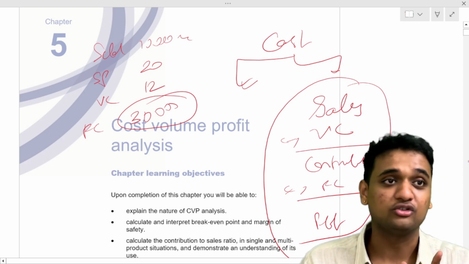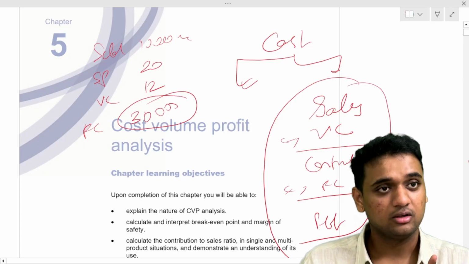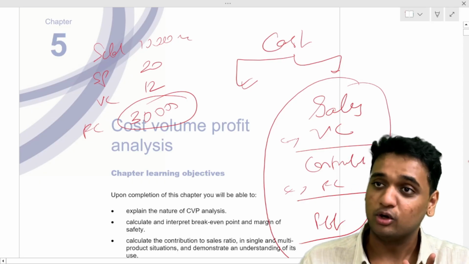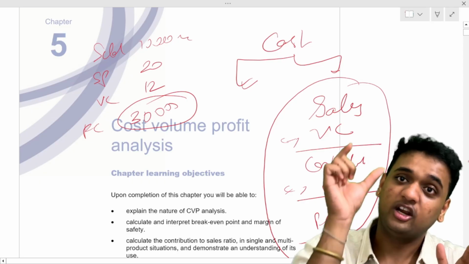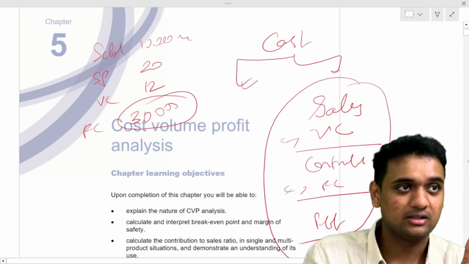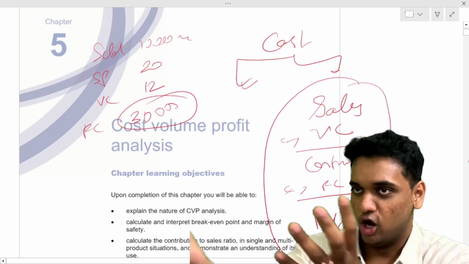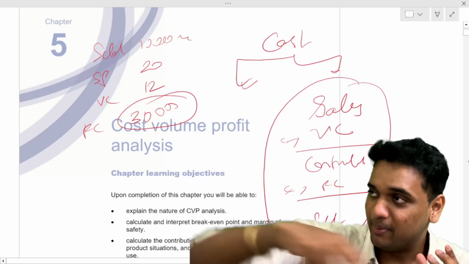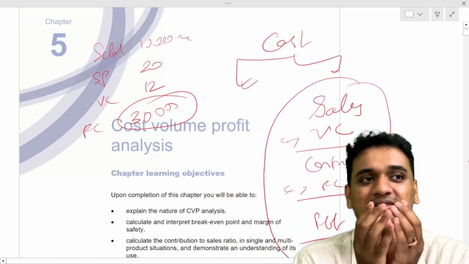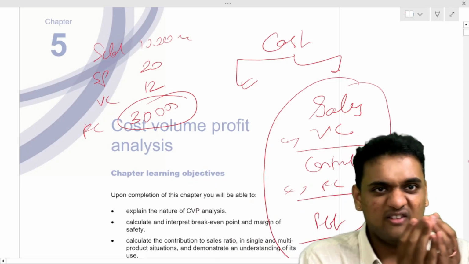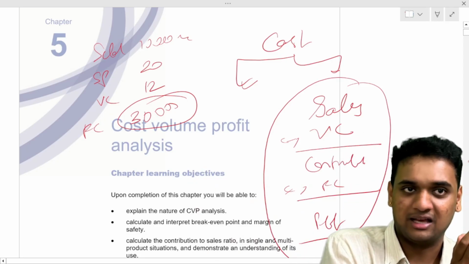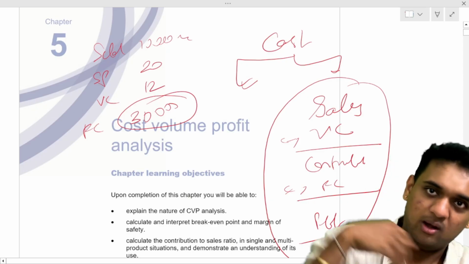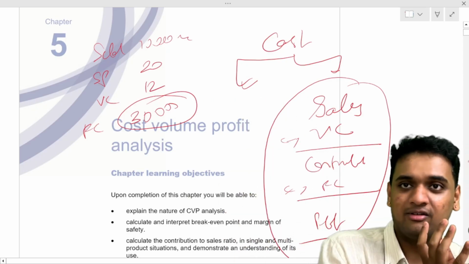My selling price per unit is how much? My variable cost per unit is how much? Contribution per unit is how much? So I got 20 rupees, I paid 10 rupees. How much is left with me? With this, can I pay my rent, salary? One more unit I sold. How much will I have?